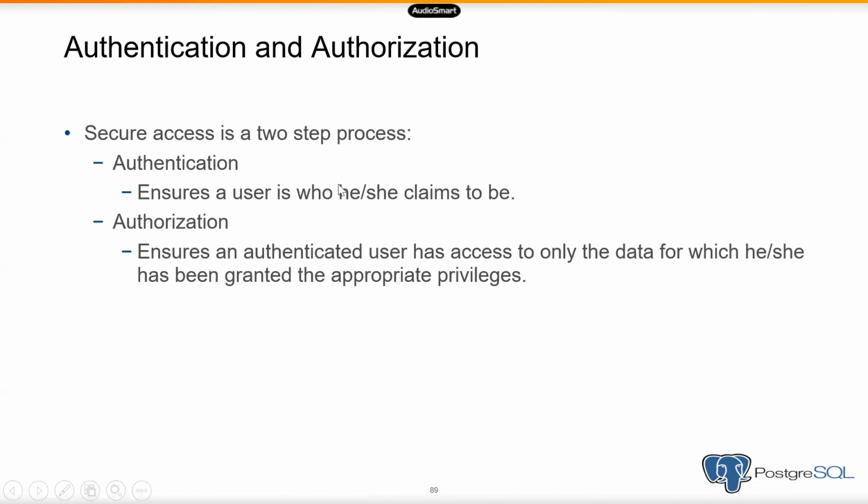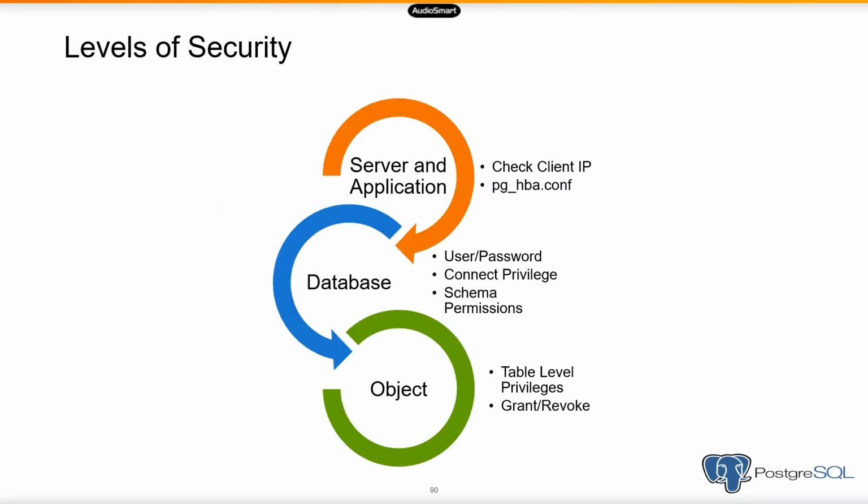The same thing goes with authorization. Once you have authentication, we are trying to grant a permission or revoke a permission. That is what authorization is. So these are the three levels. One is at the server level. In the server level, we have a file, the pg_hba file. Inside the file, we need to add the IP address of a client.